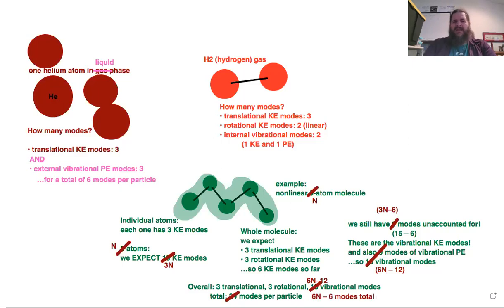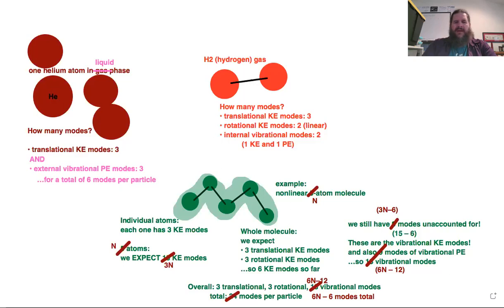So for this nonlinear molecule consisting of n atoms, we would expect to have 6n minus 6 modes. So we can use that as a formula. Anytime you've got a nonlinear molecule, if all the modes are active, and assuming it's a gas, then it should have 6n minus 6 modes.